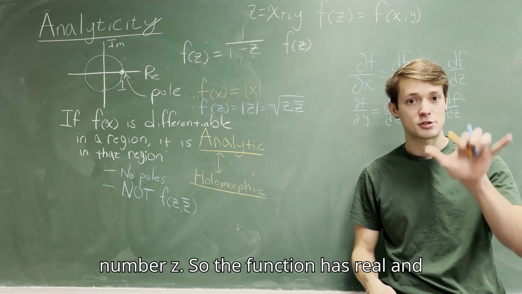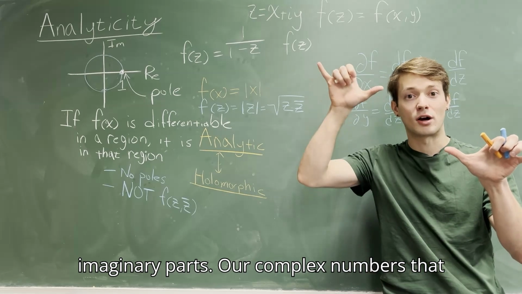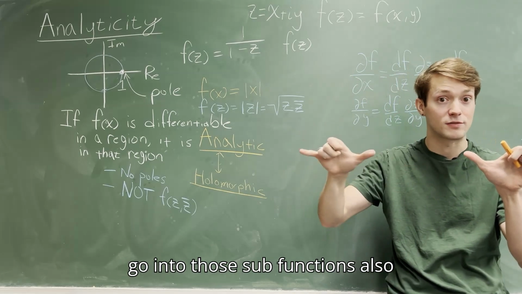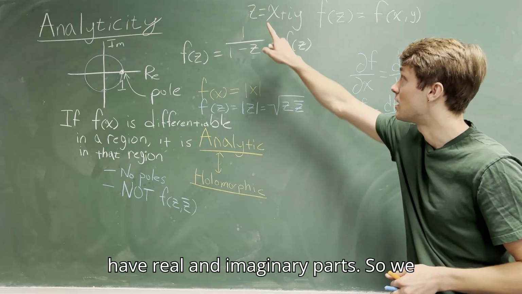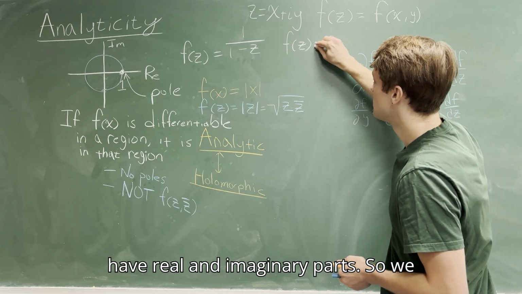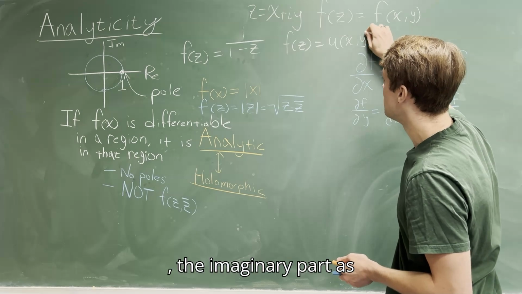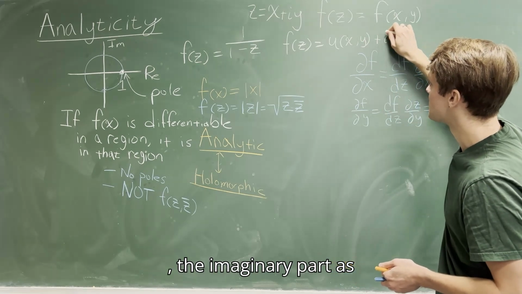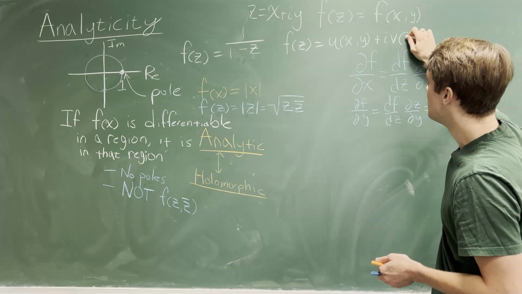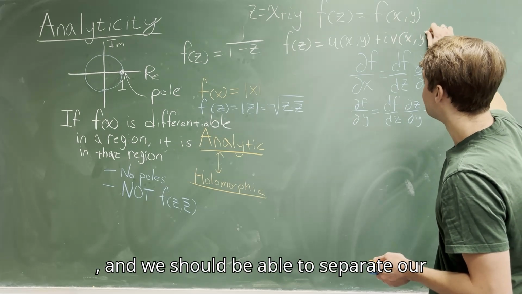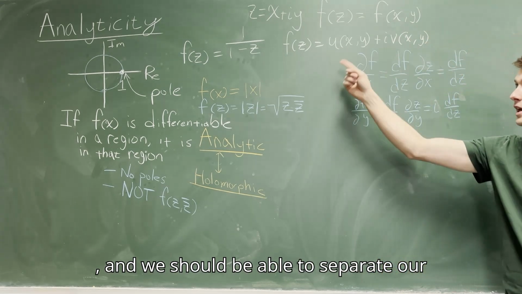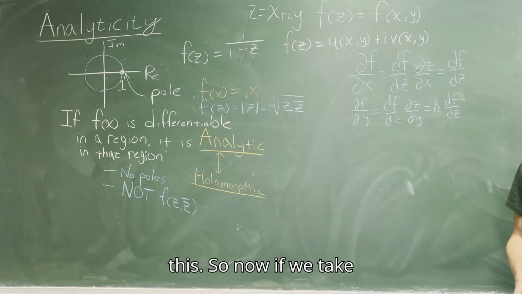So the function has real and imaginary parts. Our complex numbers that go into those sub-functions also have real and imaginary parts. So we could write the real part as u of x comma y, the imaginary part as i times v of x comma y, and we should be able to separate our function into something that looks like this.